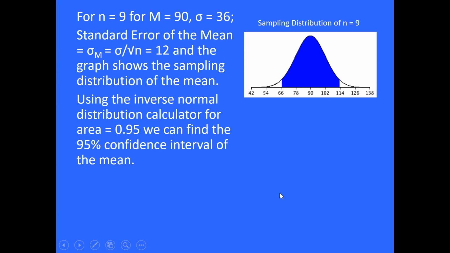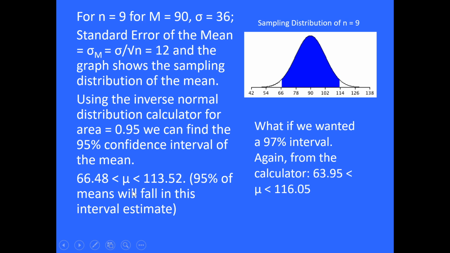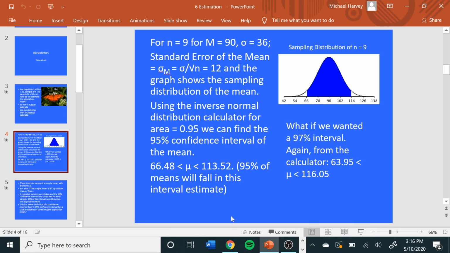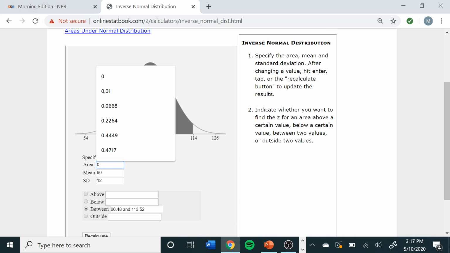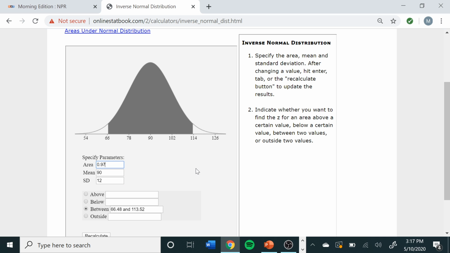All right, so how would you do that? You would say that the population mean, notice I'm using the Greek letter mu for the population mean, is within 66.48 and 113.52. That is what's called a 95% confidence interval. Okay? Now what if we wanted an even more inclusive interval? So, for example, a 97% confidence interval. We can get that by simply changing this to 97%. All right? And then that gives us a 97% confidence interval.